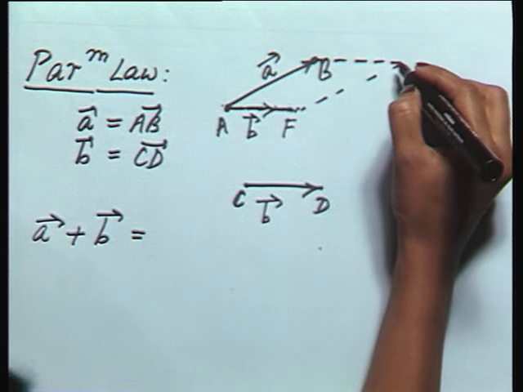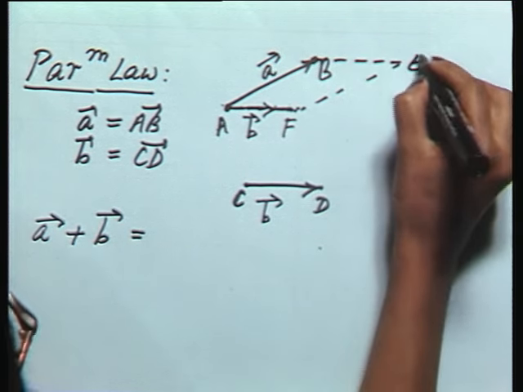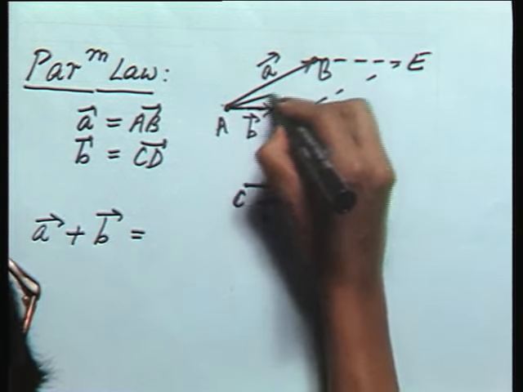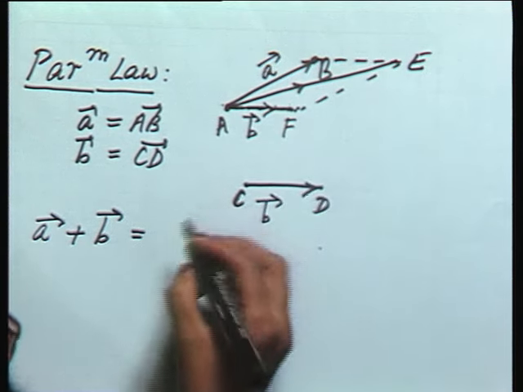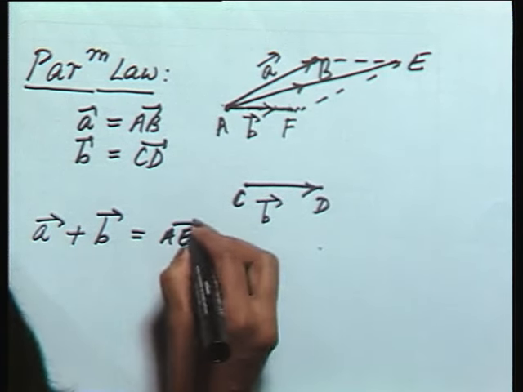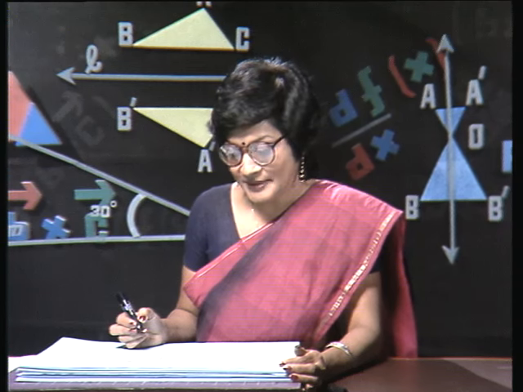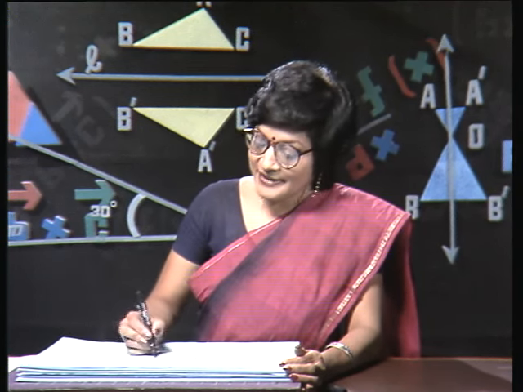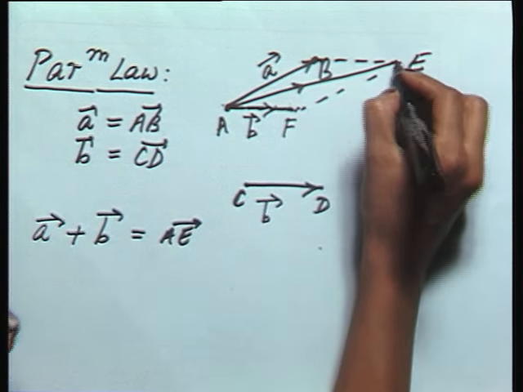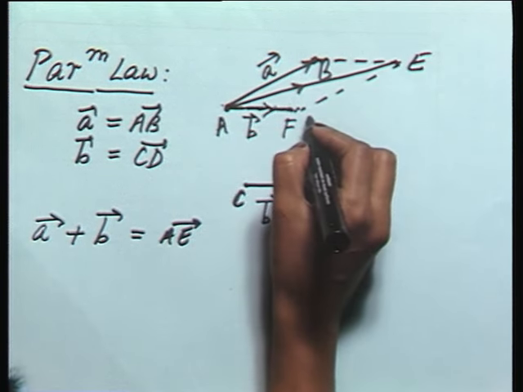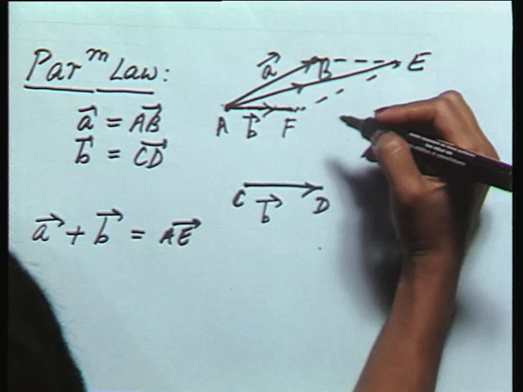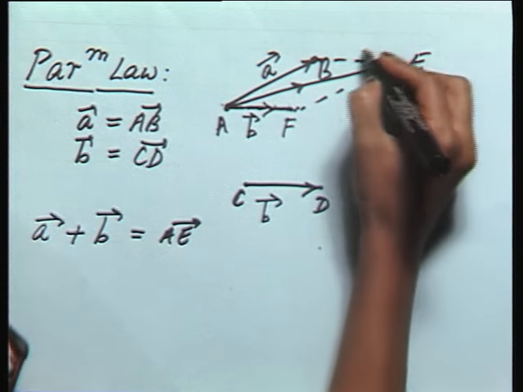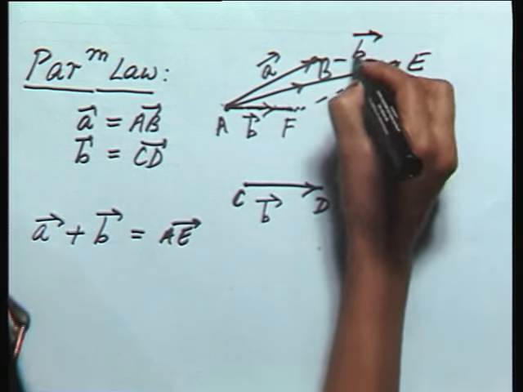And let us call that parallelogram ABEF. The diagonal of that parallelogram is defined to be the vector A plus B. Note that since the vector BE is parallel and equal to the vector AF, being opposite sides of a parallelogram, therefore, BE also represents the vector B.